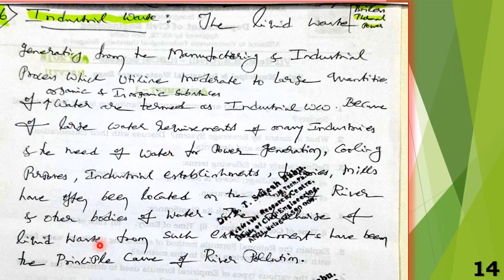That is why factories and mills have been located on the bank of rivers and other bodies of water. A huge quantity of liquid waste is generated from these sources. We cannot dispose of industrial wastewater into a river, stream, or moving water body. You have to treat it and then dispose of it. That is the condition. Let us go to the next slide.